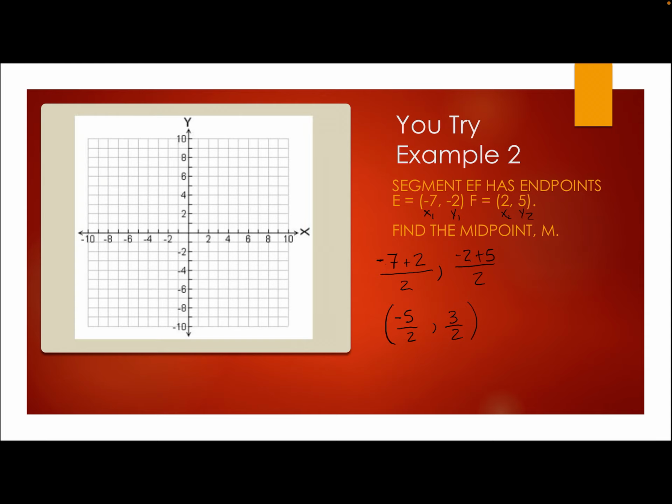So -2.5, 1.5 is about right there. And if we plot our points, we have -7, -2. That's going to be point E. And then point F is 2, 5. So over 2, up 5. And you can see that if we move over horizontally and then go up vertically, we are moving the same distance horizontally and vertically to go from E to M as we do from M to F.